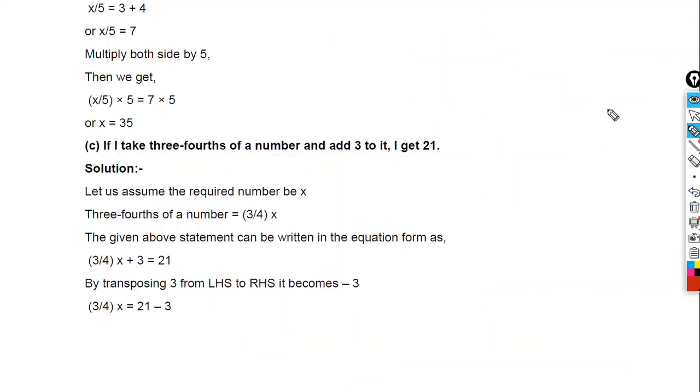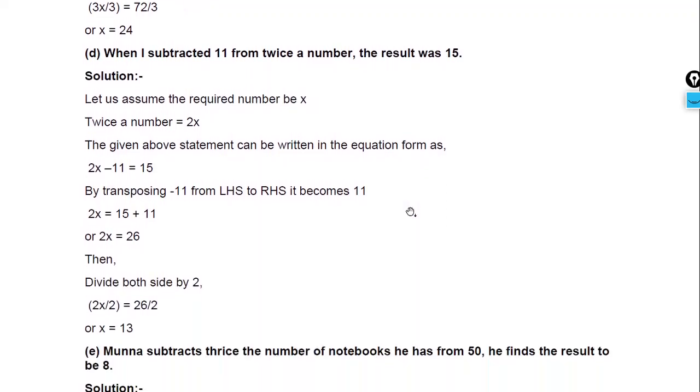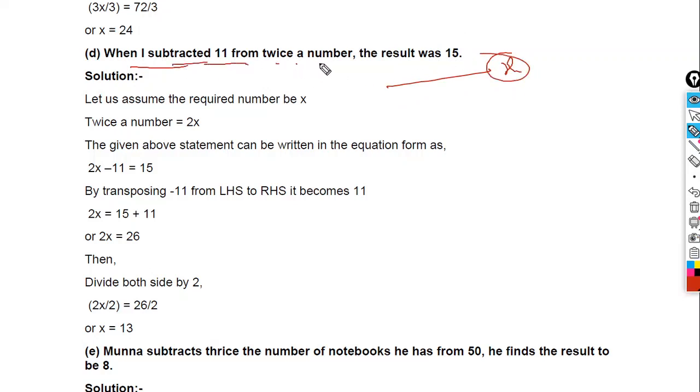Now we will move to another question. D: When I subtracted 10 from twice a number, the result was 15. I'll just establish the equation here, then you will solve it by yourself. Let the number be x. I subtracted 11 from twice a number.